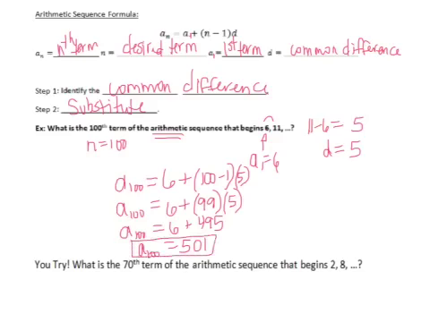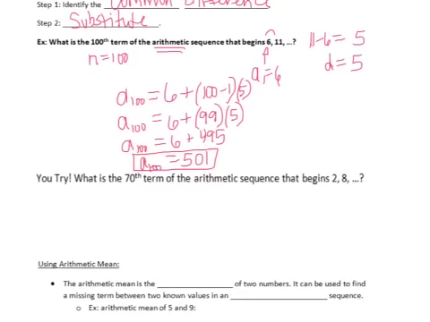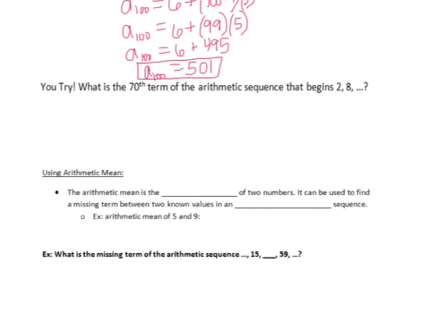Alright, so you try. What is the 70th term of the arithmetic sequence that begins 2, 8, dot, dot, dot? Now's a good time again to pause it, try this problem, and then we've got one last part.